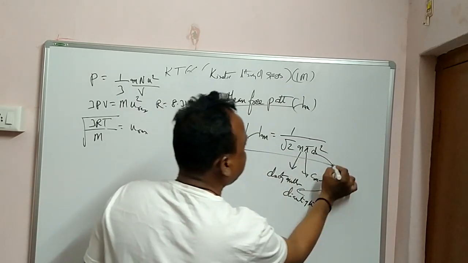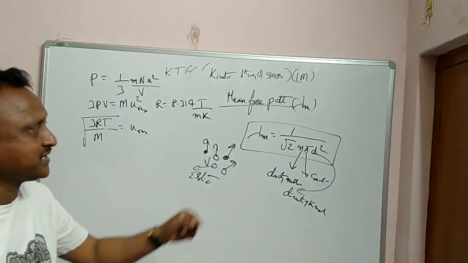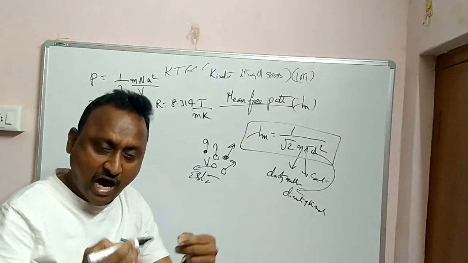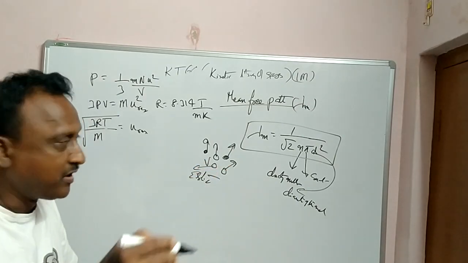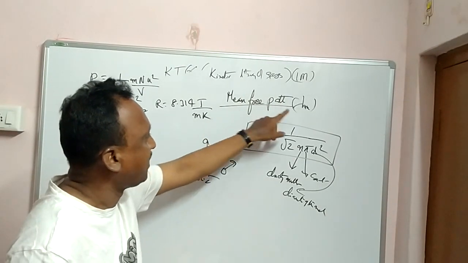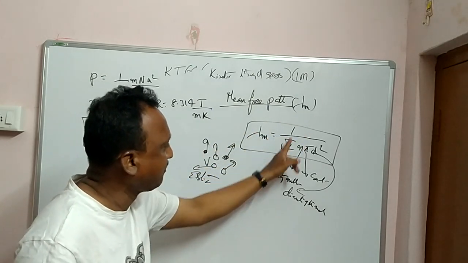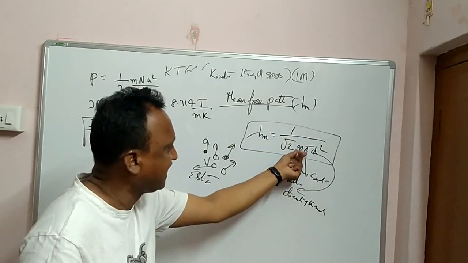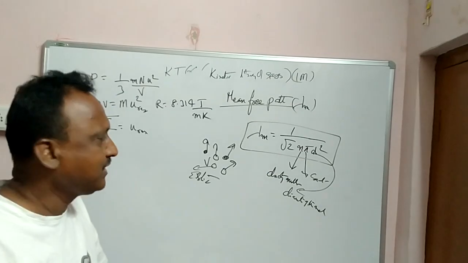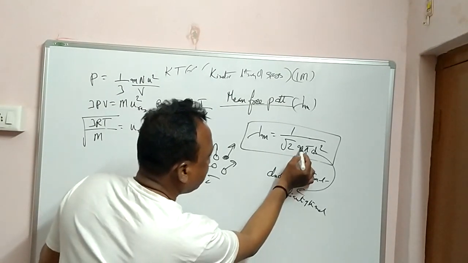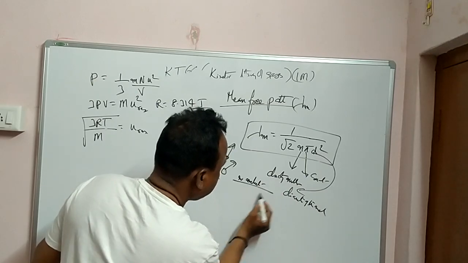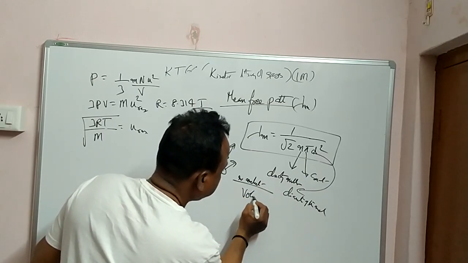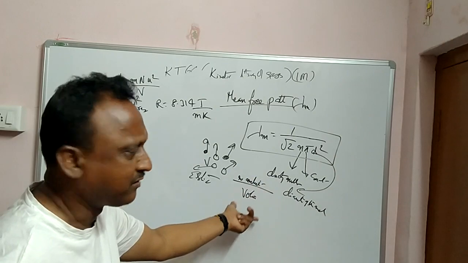So this formula is very, very important in solving numerical problems. Mean free path means after colliding the molecules, the gap between one molecule and the next molecule is called the mean free path, and lambda m is given by 1 by root 2 n pi d square. N is density number, molecules per volume, meter cube. Density number means number of molecules per volume.